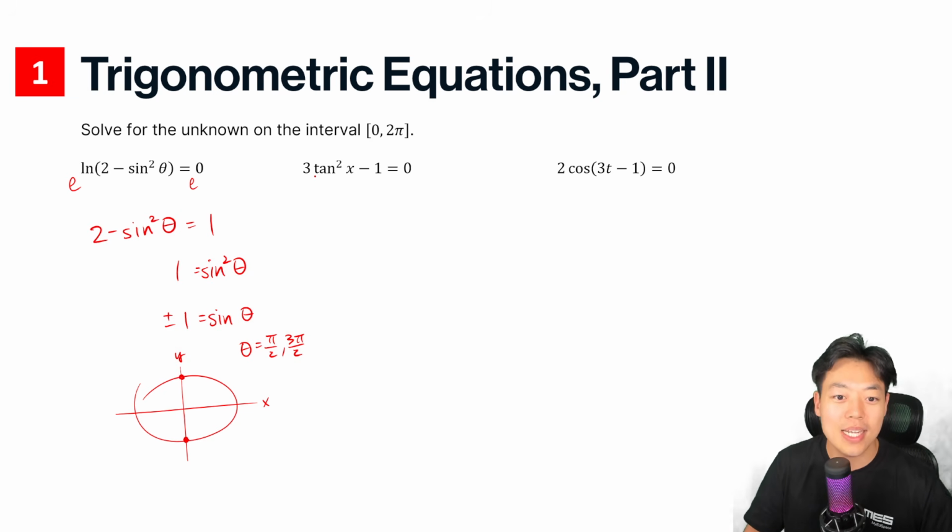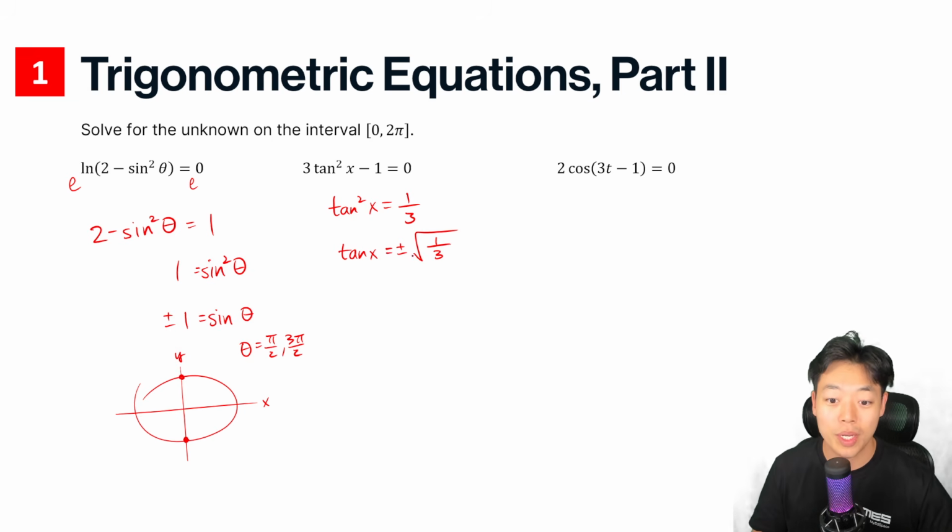We'll add 1 to both sides, then divide by 3 to get tangent squared x is equal to 1/3. Pretty much light work here. We're going to take the square root of both sides. We get the square root of 1 over 3. Don't forget to consider both the positive and negative solutions. Now this can be rewritten as 1/2 over radical 3 over 2, plus or minus.